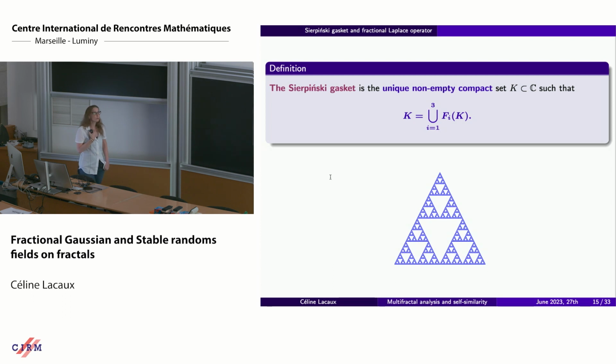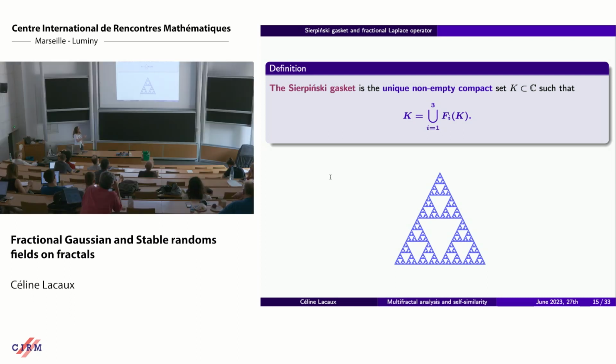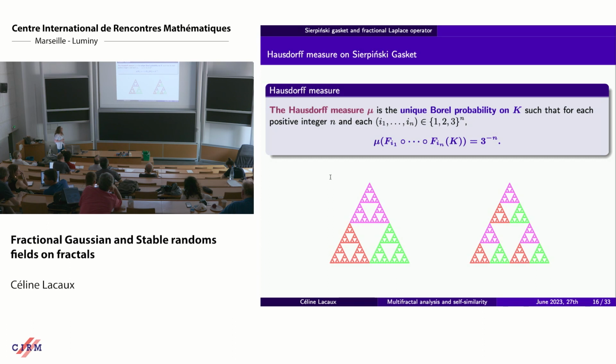There is another way to define the Sierpinski gasket. You can also say that it is the unique non-empty compact set that can be recovered if you apply F1, F2, and F3 to itself and take the union. That's the only compact set which satisfies this. Clear for you? So you've got the Sierpinski triangle. Now you need the Hausdorff measure. So what is the Hausdorff measure? The Hausdorff measure is a probability defined on Borel sets, and it is characterized by this.